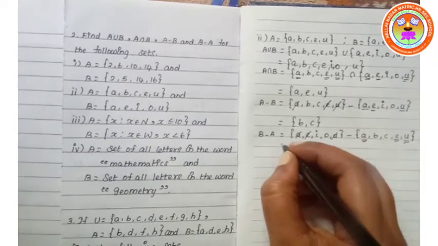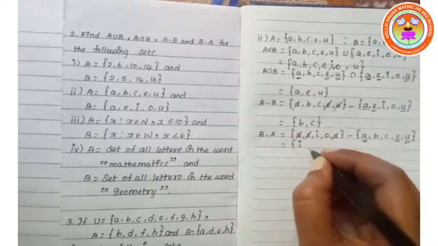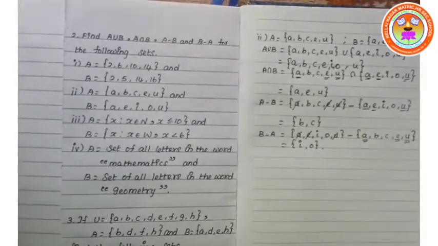So remaining elements in the first set is I, O. So B minus A.